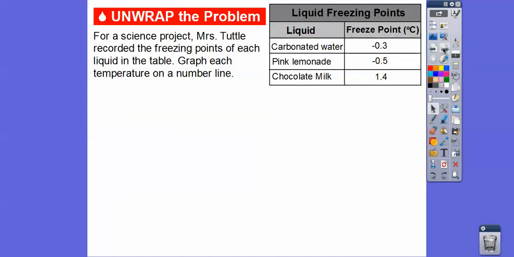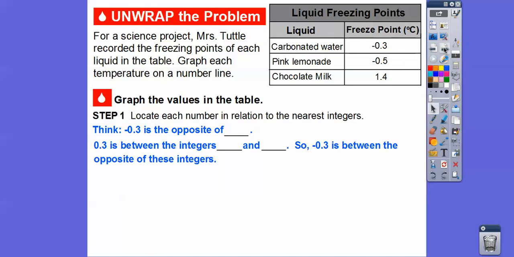Okay, so here we go. For a science project, Mrs. Tuttle recorded the freezing points of each liquid in the table. We want to graph these temperatures on a number line. We're going to graph -0.3, -0.5, and 1.4. Let's answer some questions here. We're going to locate the numbers in relationship to the nearest integer.